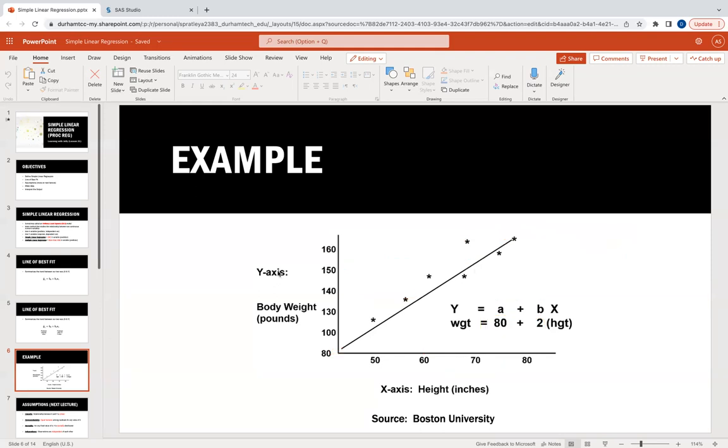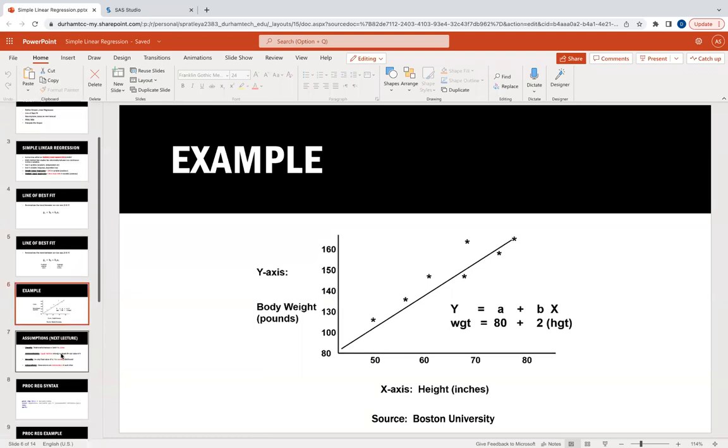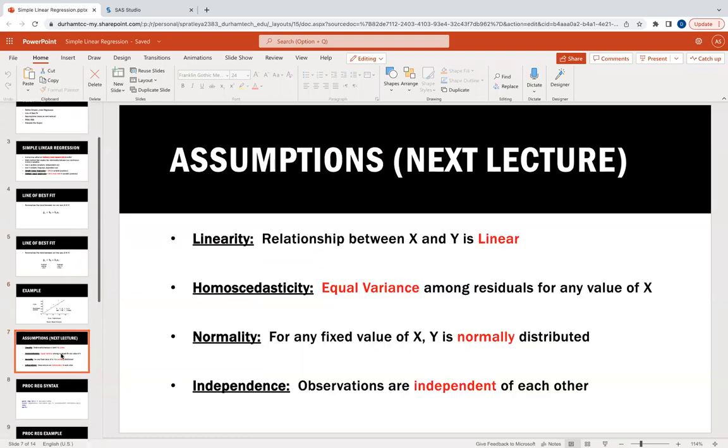So let's talk really briefly about some assumptions. These are things that you're going to have to make sure are intact before you run a linear regression model. X and Y must have a linear relationship. It can't be an exponential relationship. It can't be a quadratic relationship. It must be linear. There's going to be equal variance among my residuals, and my residuals are basically how far off I am from what actually happened in the data. Y has to be normally distributed, and the observations have to be independent of each other.